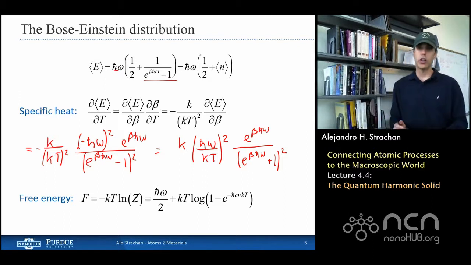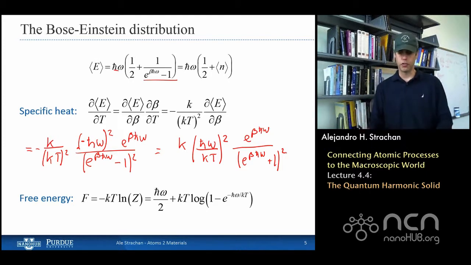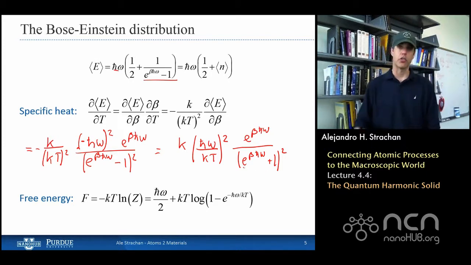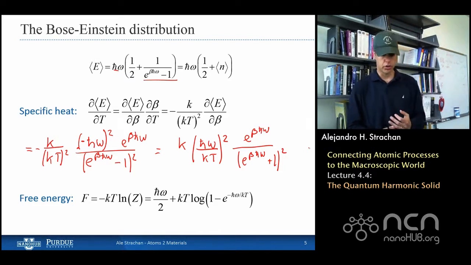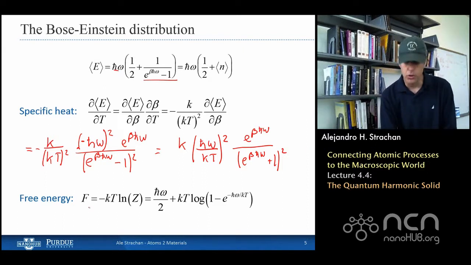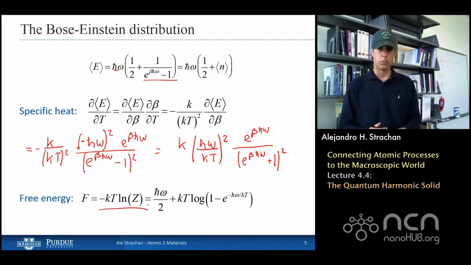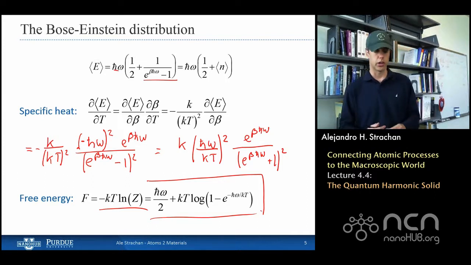Okay, so you can see now that the specific heat, as temperature goes to 0, beta goes to infinity, and you can see these exponentials. The exponential in the denominator is squared, so that's going to dominate, and it's going to make the specific heat go to 0 at 0 temperature. Okay, I can also, as you know, compute the free energy directly from the partition function, and here's the expression for the free energy of a single harmonic oscillator.